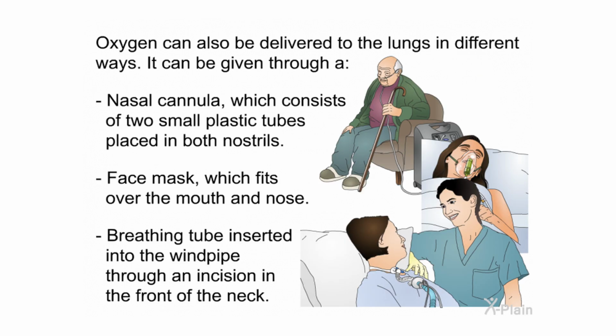Oxygen can also be delivered to the lungs in different ways. It can be given through a nasal cannula, which consists of two small plastic tubes placed in both nostrils; a face mask, which fits over the mouth and nose; or a breathing tube inserted into the windpipe through an incision in the front of the neck.